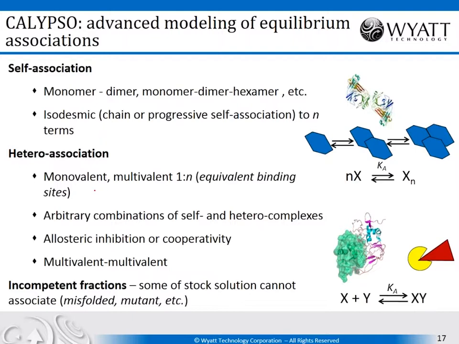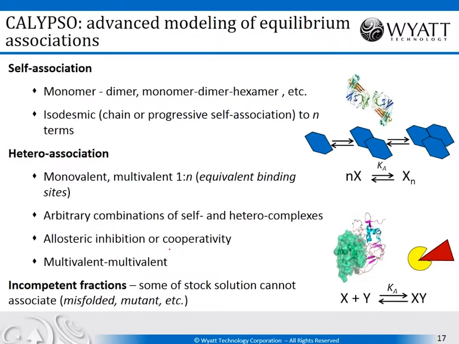In terms of hetero-association, there are basic models like monovalent, AB, or multivalent with equivalent binding sites, so 1 to n with arbitrary n's, and could be 2 or 3 or 4, whatever you like. If these basic models don't work for you, then you can also set up more sophisticated models, which include arbitrary combinations of self and hetero complexes. So you can have simultaneously self-association to form dimers of A, and B might be forming trimers, and A and B might interact with 1-to-1 ratio or some other combinations, and all this can be modeled up simultaneously.